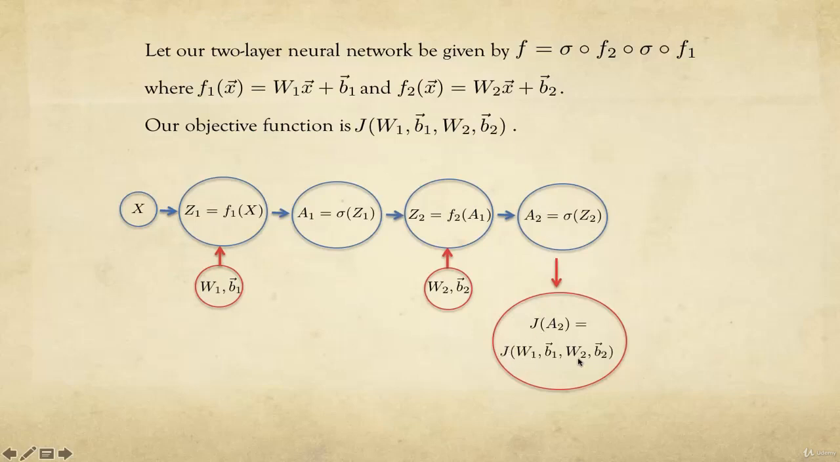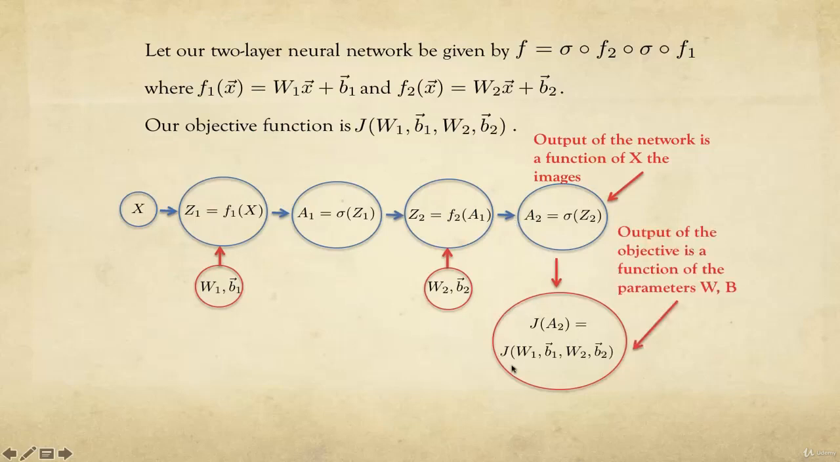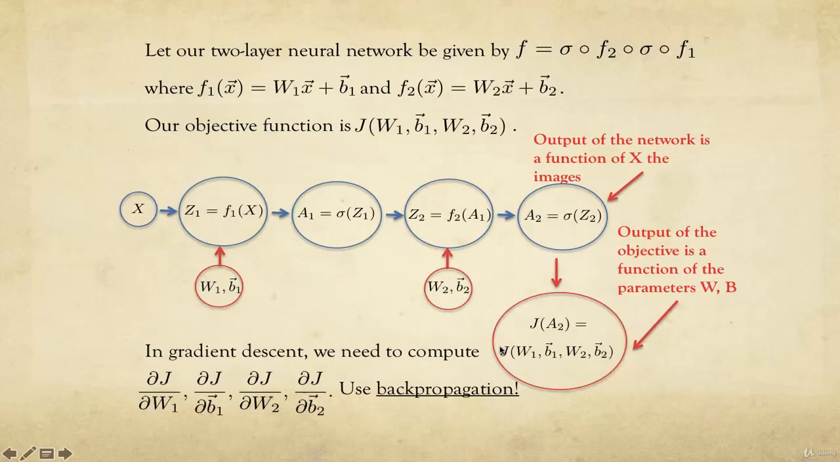This is a function of all our parameters. The output of our network is a function of x, that's the prediction in terms of x. But the output of the cost function is actually a function of the parameters, these w. So the cost function depends on the parameters. In other words, if I change my parameters, I might get different costs. And so what we want to do is find the derivative of the cost function in terms of all the parameters, w1, b1, w2, b2.